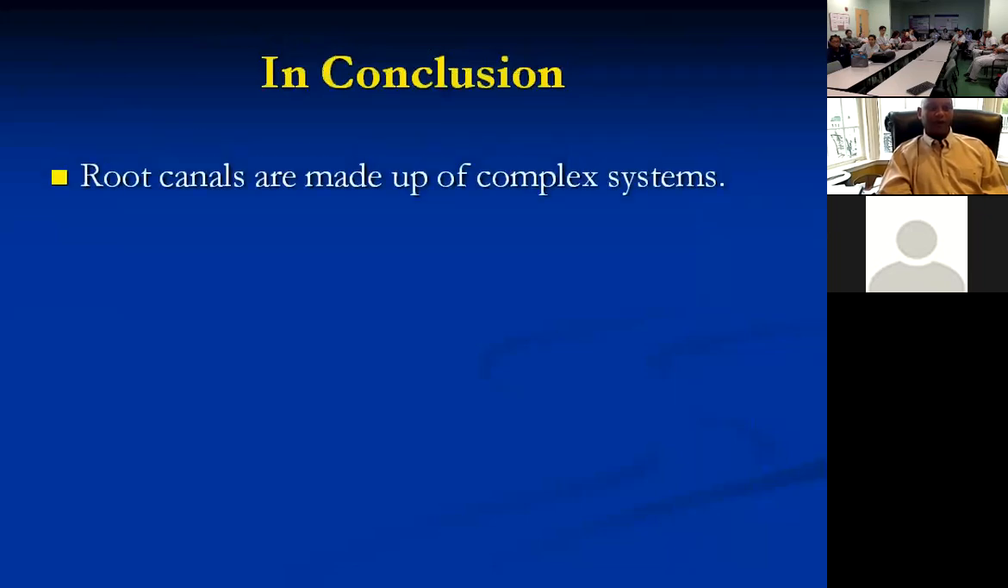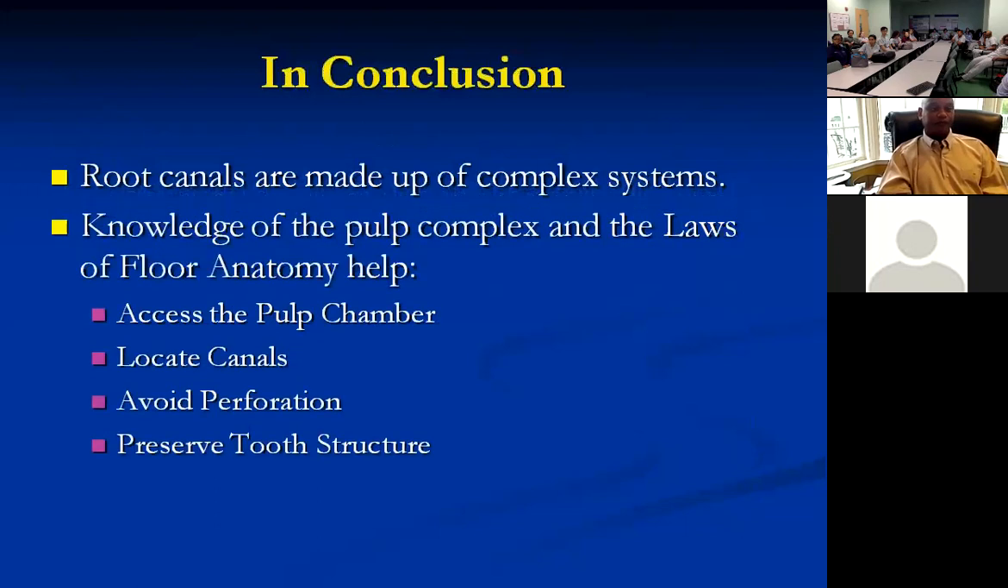All right, so in conclusion, root canals are made up of complex systems, and we talked about that. And we know it's not just single lines or single cones where you start from one end and you get a single cone. You got isthmuses, apical deltas, fins, webs, and a lot of them interconnect and anastomose. So it's important to have good knowledge of that complex and the laws of floor anatomy.